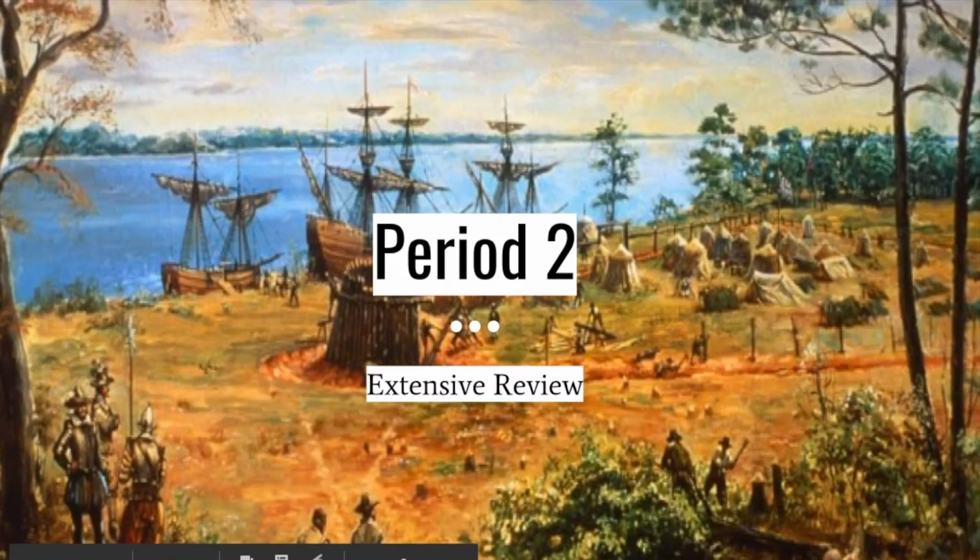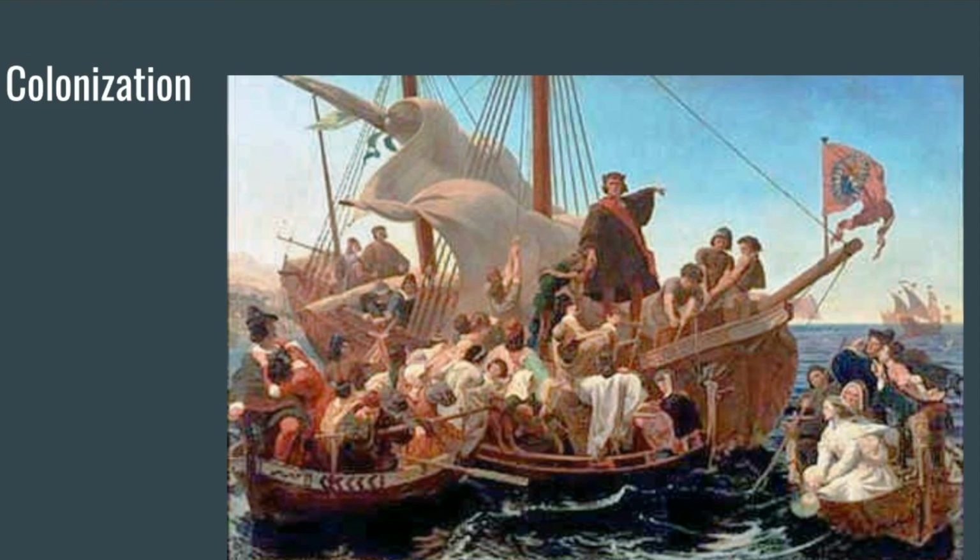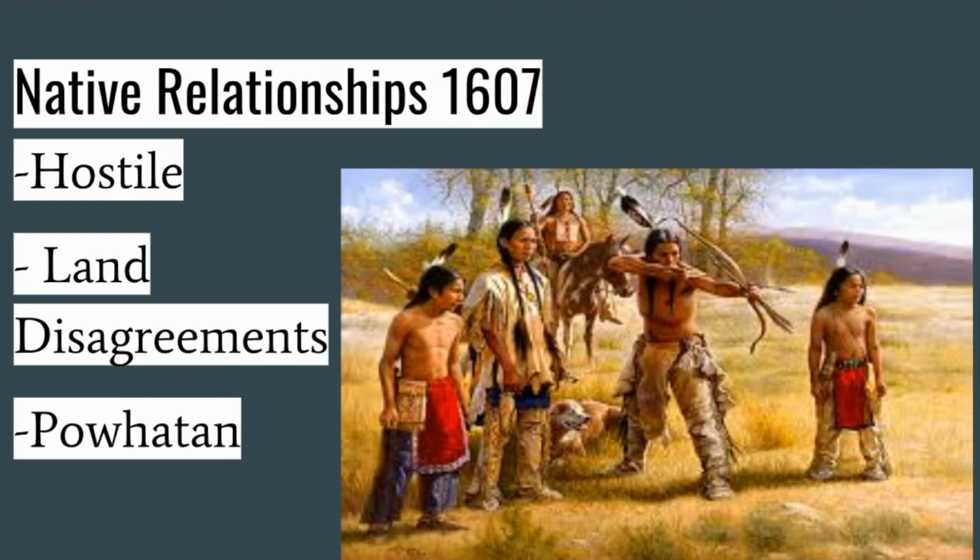Everybody, this is period 2, an extensive review. We're going to be going over 1607 through 1754. Our main concepts today are colonization, mercantilism, colonial life, and identity and culture. We're going to start with colonization.